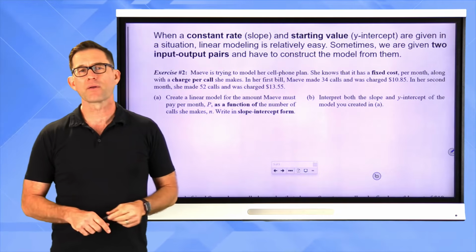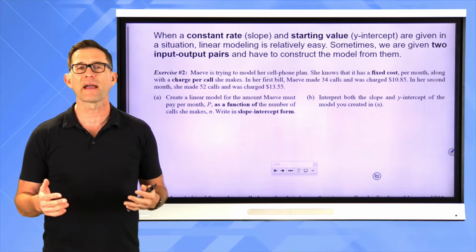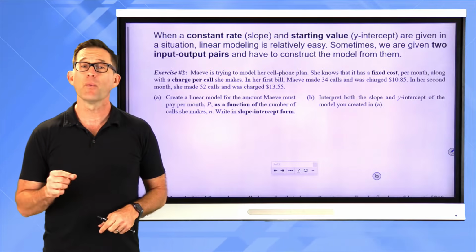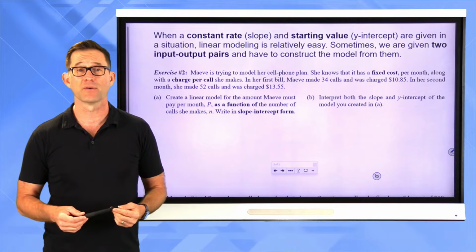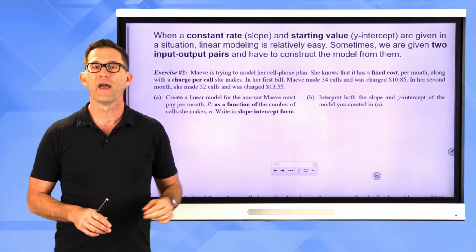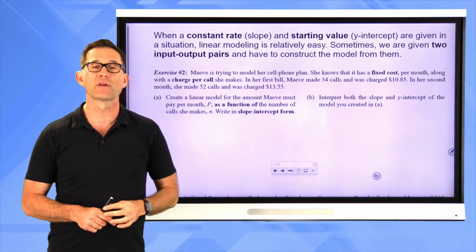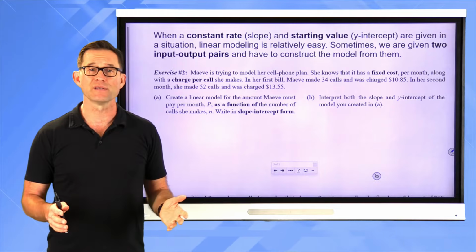When we use mathematical models to make a prediction about something, there's always some inaccuracies in those models, and we want to be able to think about various factors that can affect the accuracy of our predictions. Now, when a constant rate, which is a slope, and a starting value, a y-intercept, are given in a situation, like in the last problem, linear modeling is relatively easy.